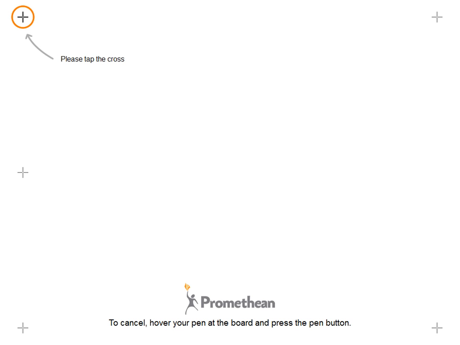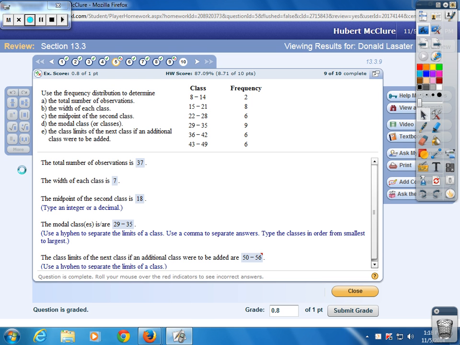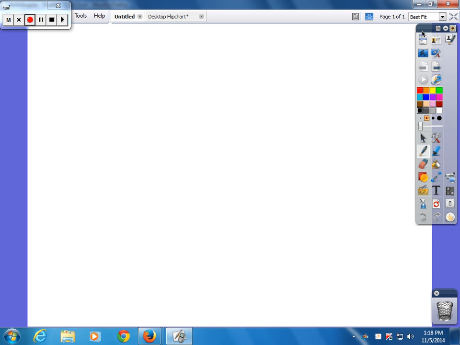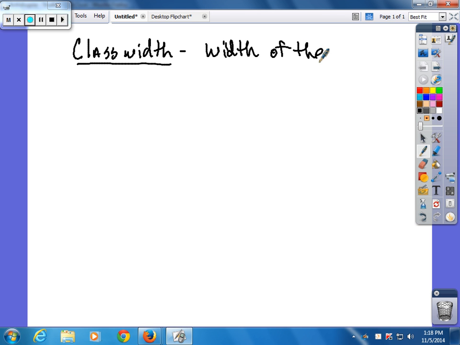First thing you're going to do is find the class width, the midpoints, and all that good stuff. So how do you find the class width? Well, let me go ahead and tell you what the class width is. The class width is the width of the class. I know that sounds redundant, but how do you find the class width?